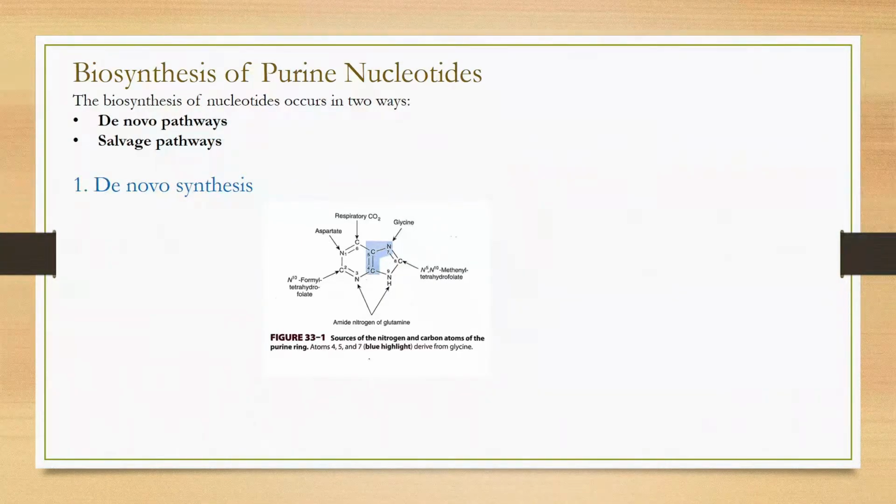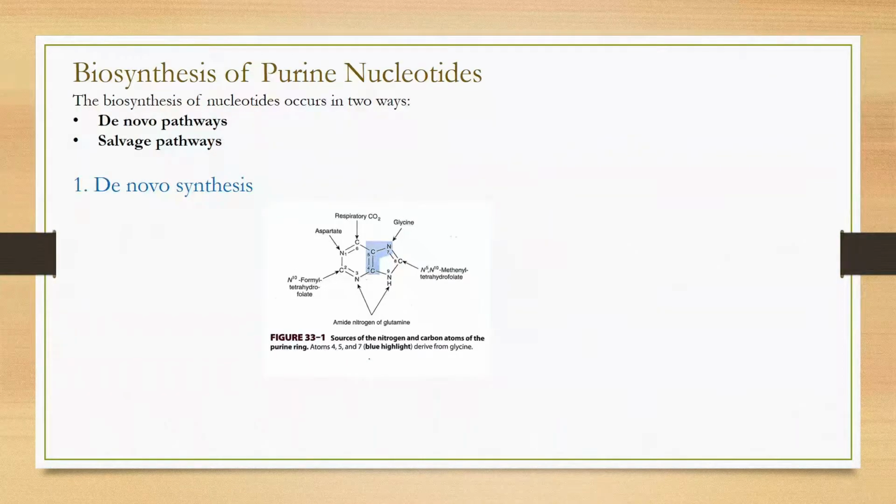De novo means a new synthesis of nucleotides using simpler metabolic precursors such as amino acids, ribose phosphate, carbon dioxide, and ammonia. And salvage pathways recycle the free bases and the nucleosides released from nucleic acid breakdown.